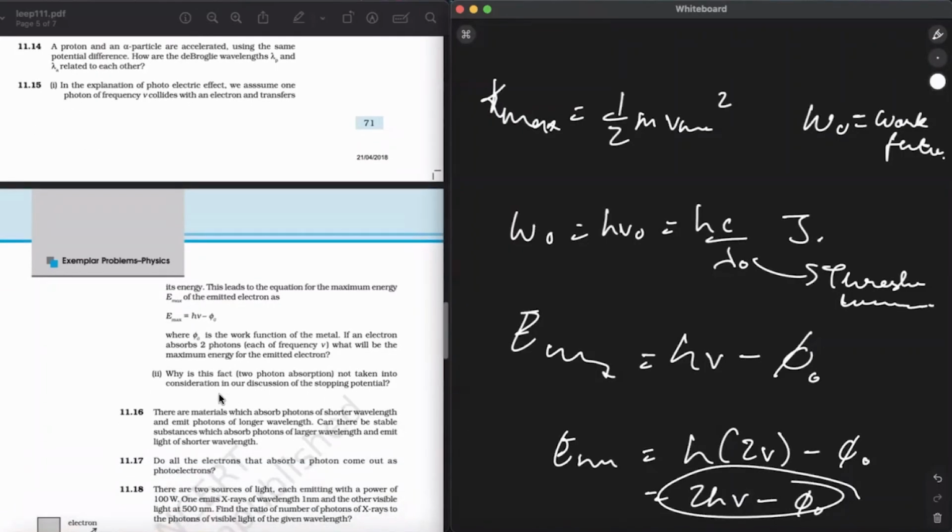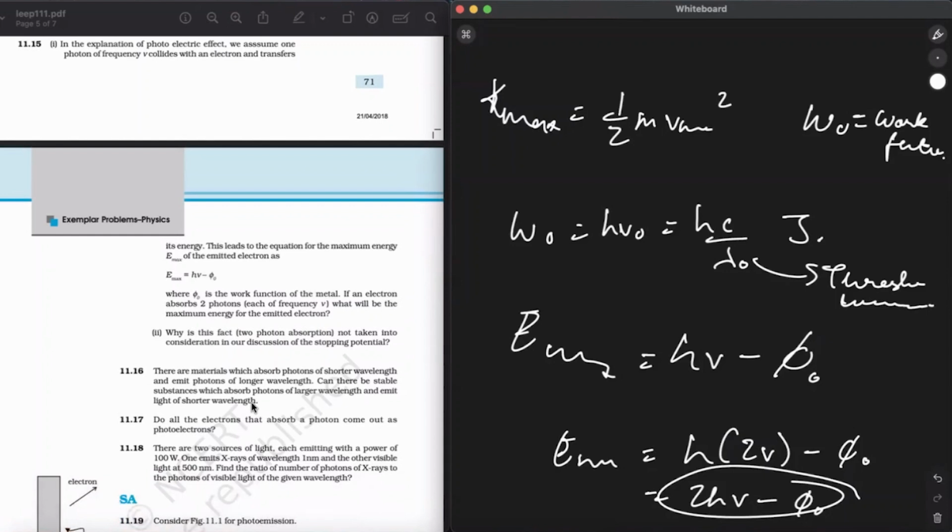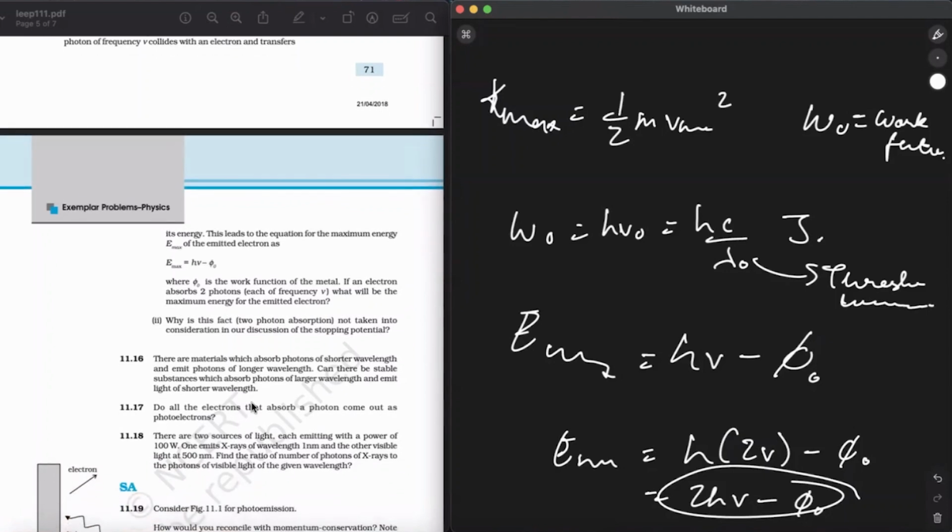And also question number 2: why is this fact not taken into consideration in our discussion of the stopping potential? The probability of absorbing two photons by the same electron is very rare, something like one in a million. So such emission will be negligible, and that is why it is not taken into account.